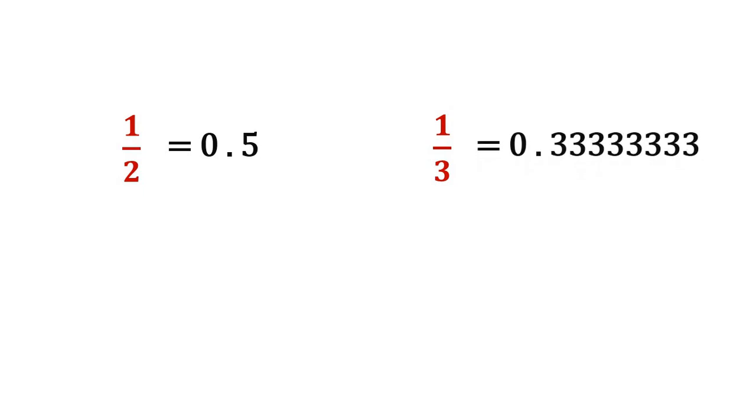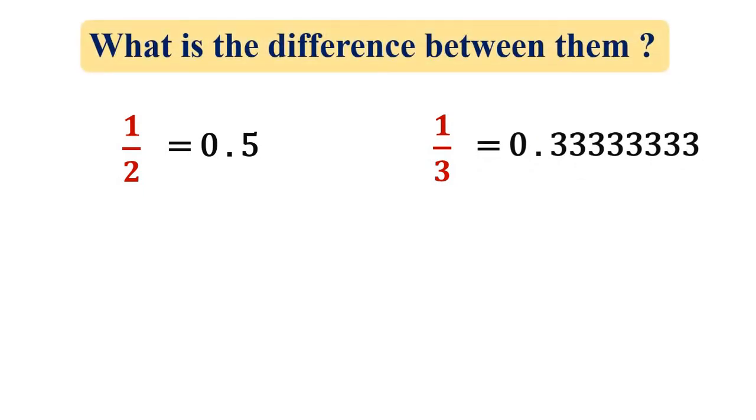1 over 2 and 1 over 3. 1 over 2 in decimal form equals 0.5, but 1 over 3 equals 0.33333 and so on. So, what is the difference between them?